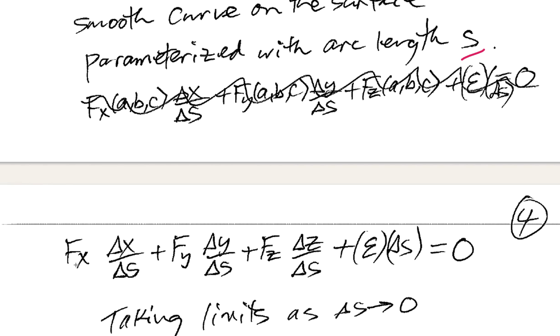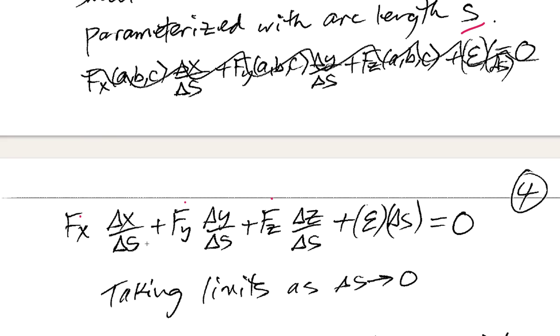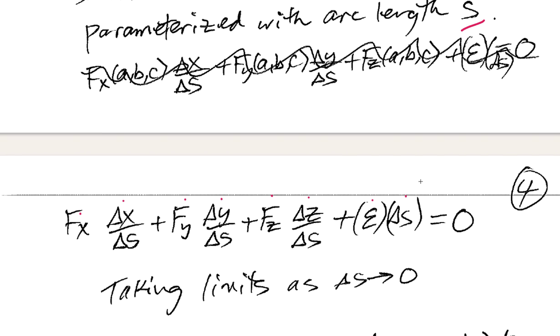All right? So I have f sub x evaluated at (a, b, c). Each of these are... okay? And this would be what? The change in x divided by delta s, the change in y divided by delta s, the change in z divided by delta s, plus our error terms altogether times delta s, okay, going to 0.